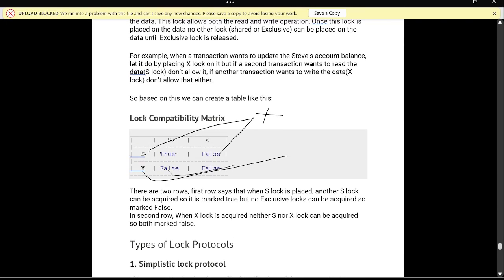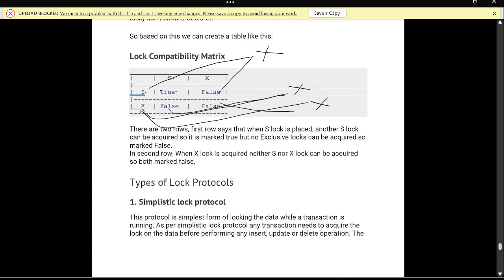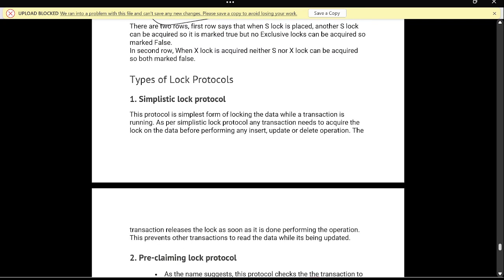Next, exclusive lock with shared lock is also not applicable, because you can place two or more shared locks at a time, but you can't place one shared lock and one exclusive lock at a time. Coming to the exclusive lock, when an exclusive lock is in action, no other lock is applicable. So exclusive lock with shared lock is not applicable, and exclusive lock with exclusive lock is also not applicable.